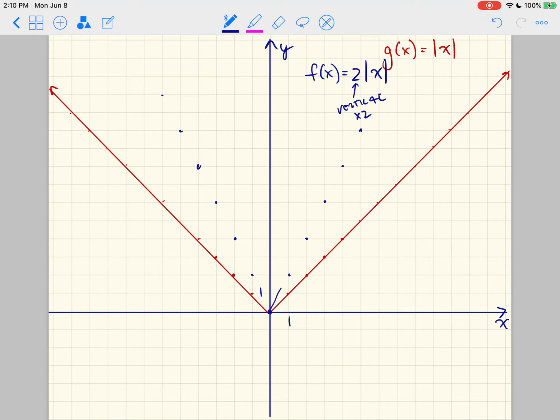So my new graph. This would be nice if I could actually hit the points.